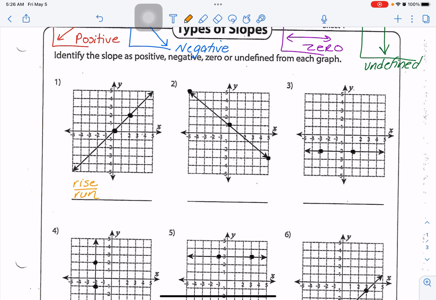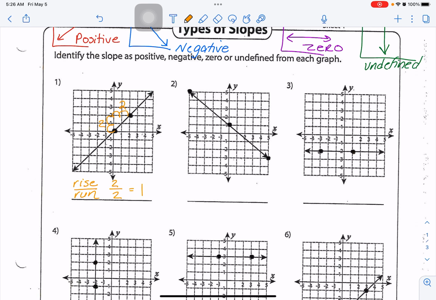So if I start with this first example here, I'm looking at how far do I rise, that's 2, over how far do I run, which means go over to the left or right, that's 2. So my slope would be 2 over 2. But then I have to think, does 2 over 2 simplify? And it does, and it simplifies to 1.